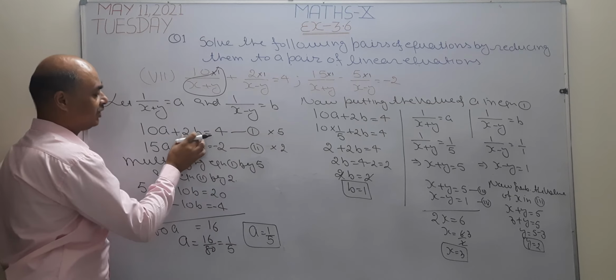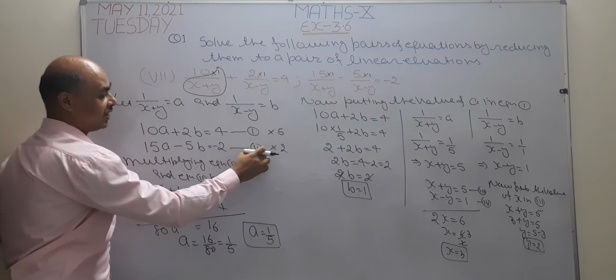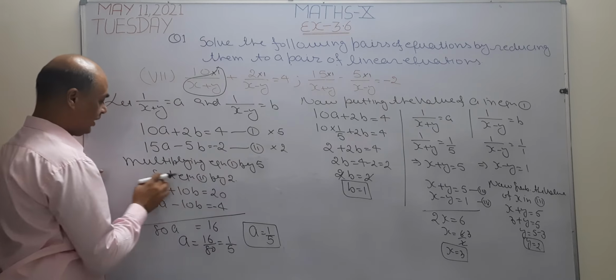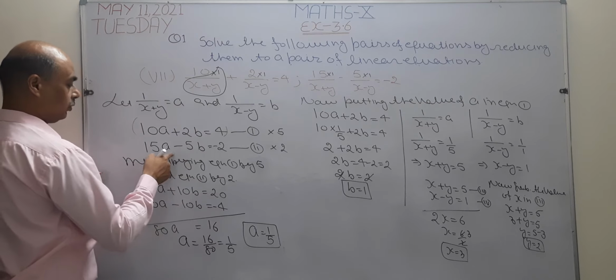In equation number 1, what is the coefficient of b? 2. So I am going to multiply the second equation by 2. So I write here: multiplying equation number 1 by 5 and equation number 2 by 2. When I multiply this complete equation by 5, this becomes 10 5s are 50, 5 2s are 10 and 5 4s are 20.